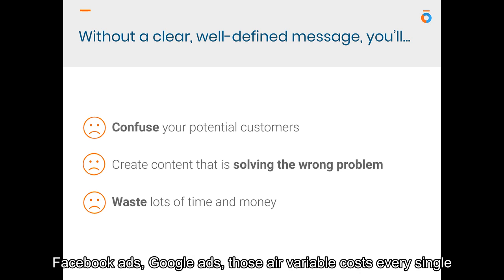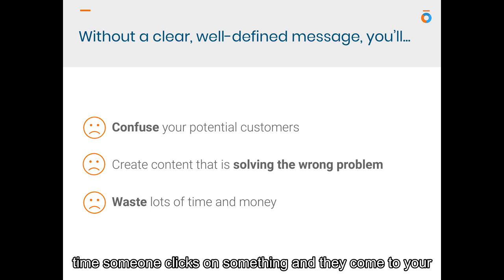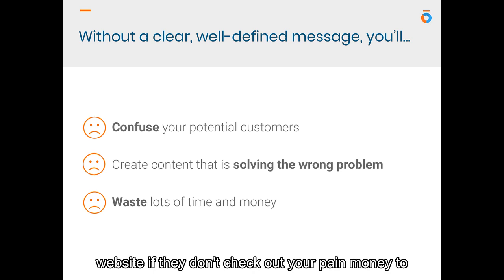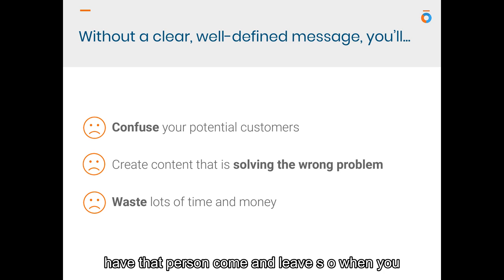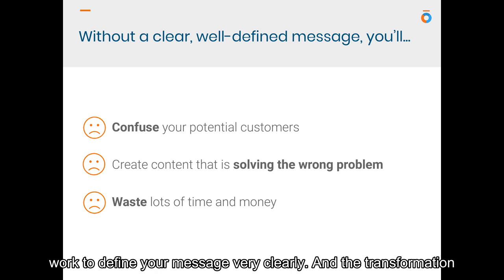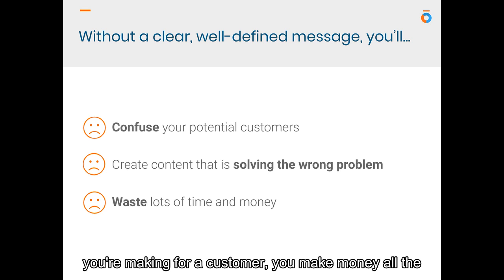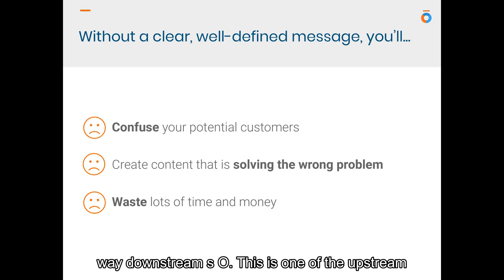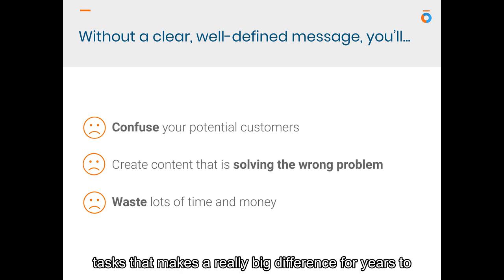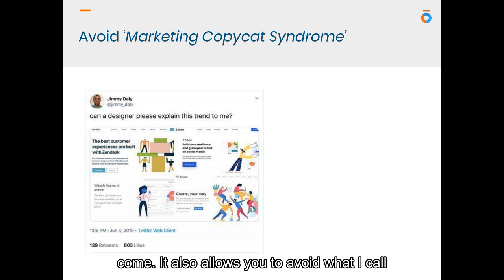So if you think about Facebook ads, Google ads, those are variable costs. Every single time someone clicks on something and they come to your website, if they don't check out, you're paying money to have that person come and leave. So when you put in the strategy work to define your message very clearly and the transformation you're making for a customer, you make money all the way downstream. So this is one of those upstream tasks that makes a really big difference for years to come.